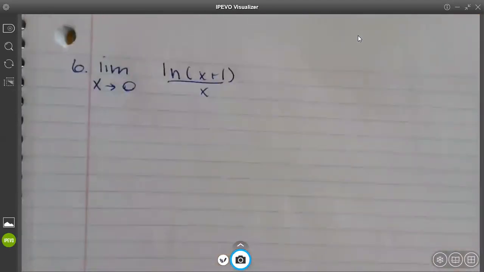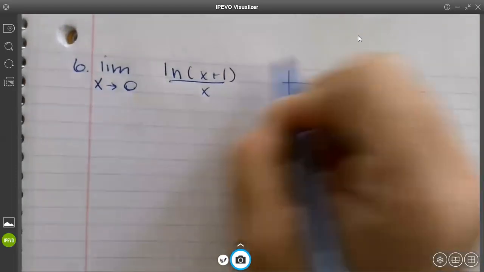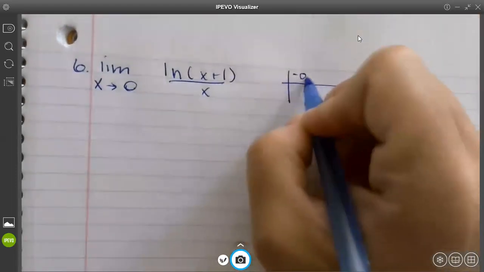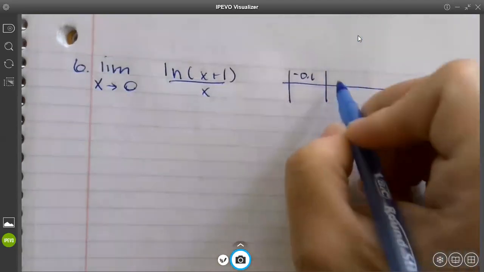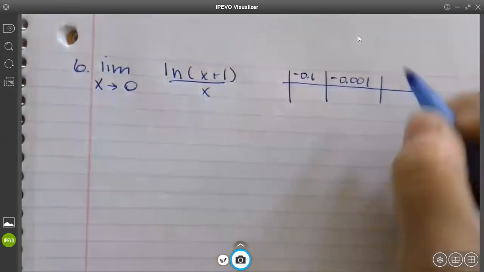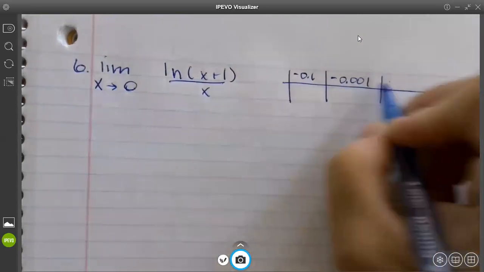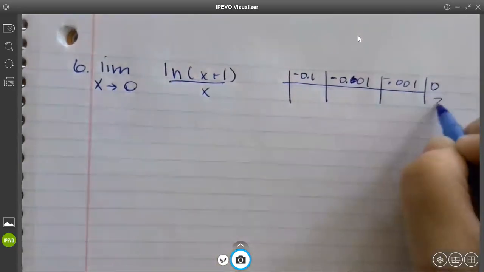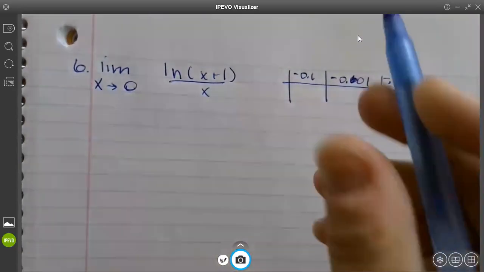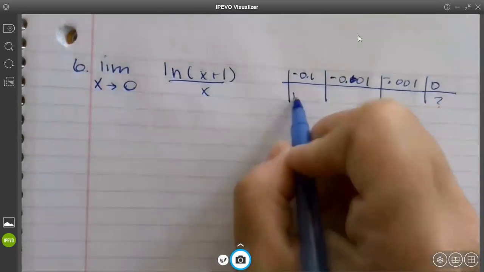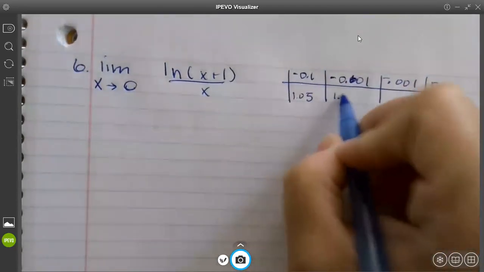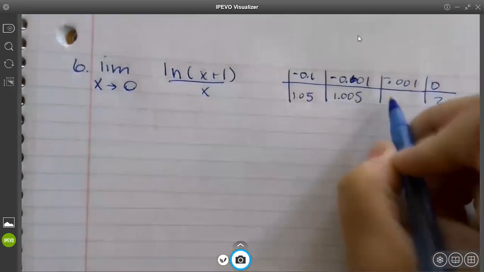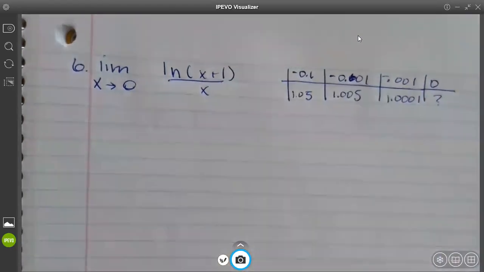All right, so you had a chart to make. Your chart was the same one as the other 2 and 4. So when you made your chart, it was negative 0.1, negative 0.001. Sorry, this should be just 0.01, 0.001. And then we had it going to 0. When you just look at this side, you have 1.05, 1.005, 1.0001. Where is it going to?